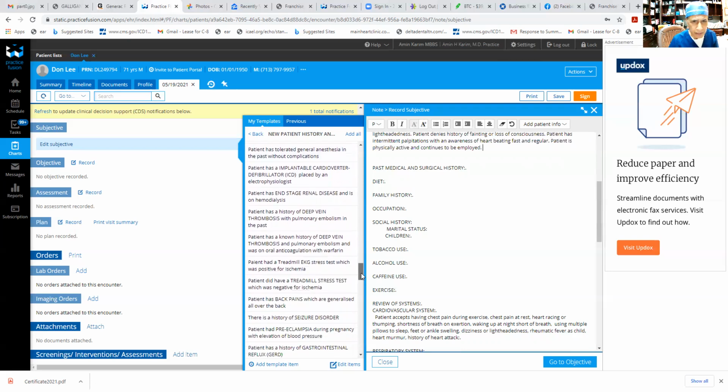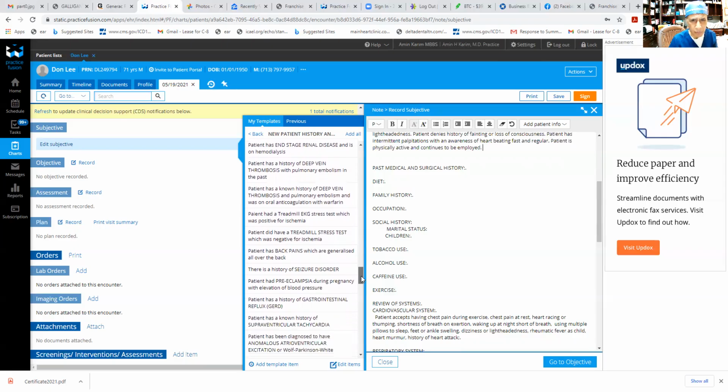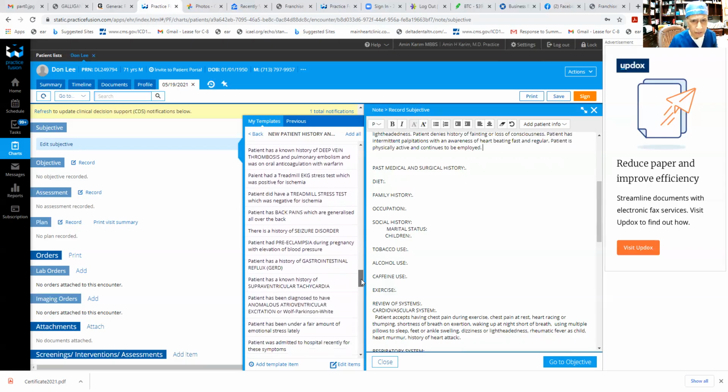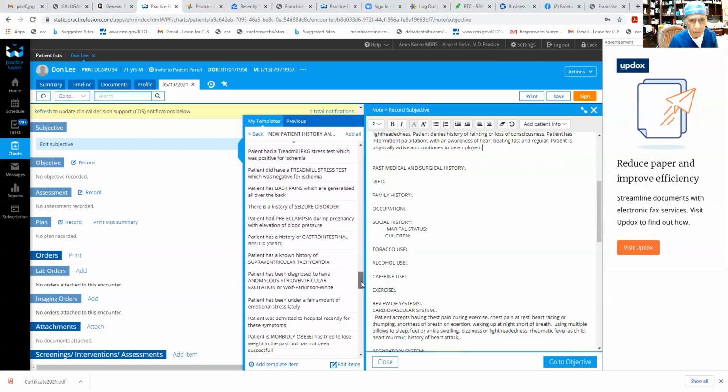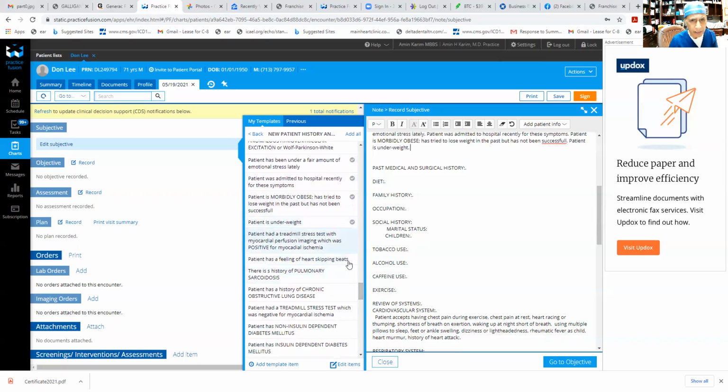You can read these and write down whatever you think you can put down as a negative or positive, and if you feel that this is relevant, put it down here. There's no harm in putting some negative things like he doesn't have that, so nobody's going to catch you on that. Fair amount of emotional stress lately, was admitted to the hospital, is morbidly obese, or is underweight.